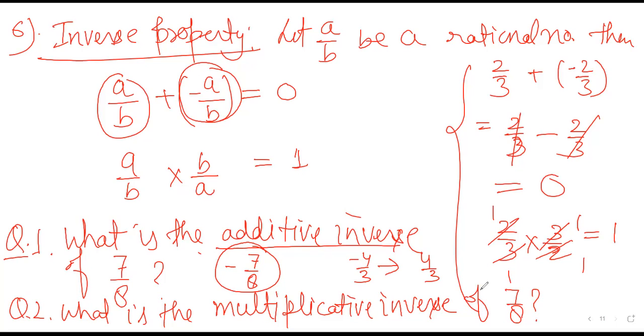So for the additive inverse of any number, you only have to change the sign. And for the multiplicative inverse, whatever number you have, you have to reciprocate it, that is 8/7. The numerator becomes the denominator, and the denominator becomes the numerator. And for the additive inverse, you have to change the sign.